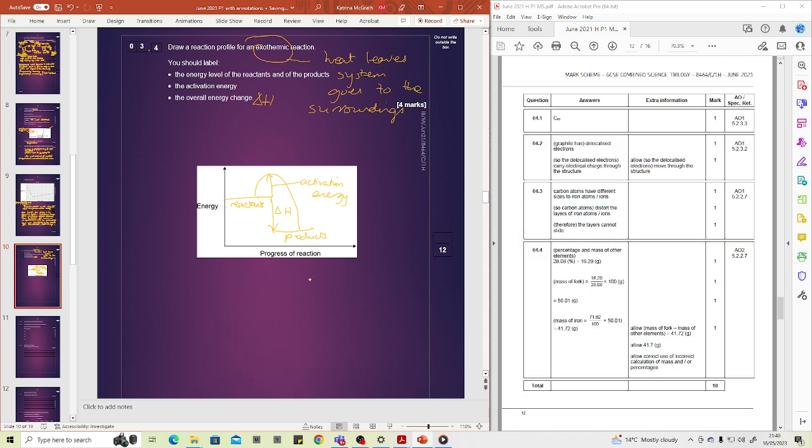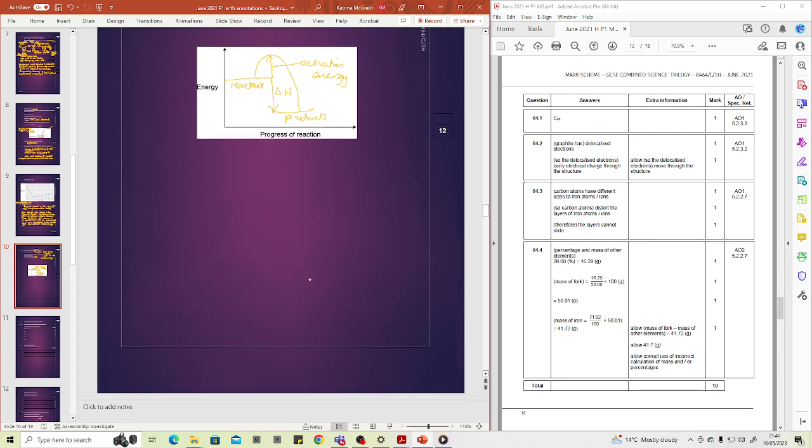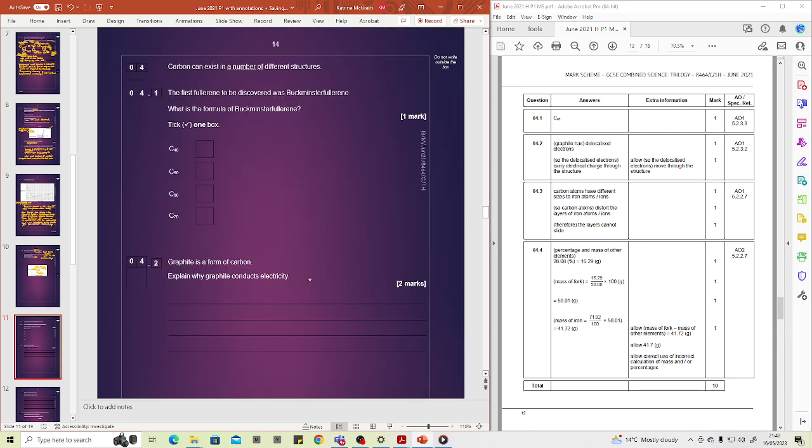Okay, question 4. Some structure and bonding for us now. Carbon can exist in a number of different structures. The first fullerene was Buckminster fullerene. What is the formula? C60. Graphite is a form of carbon. Explain why graphite conducts electricity. So we're going to say that it has delocalized electrons between the layers.